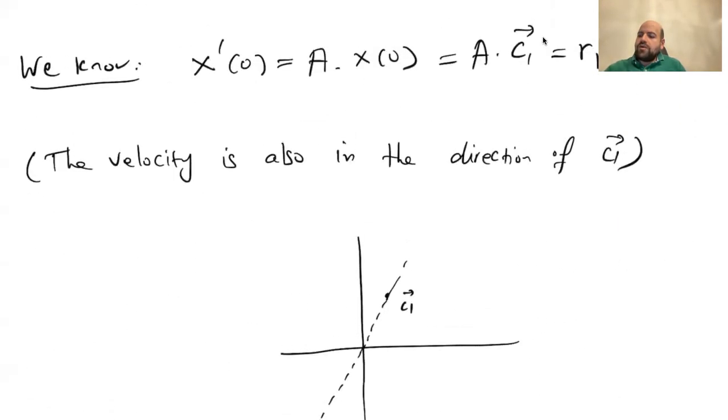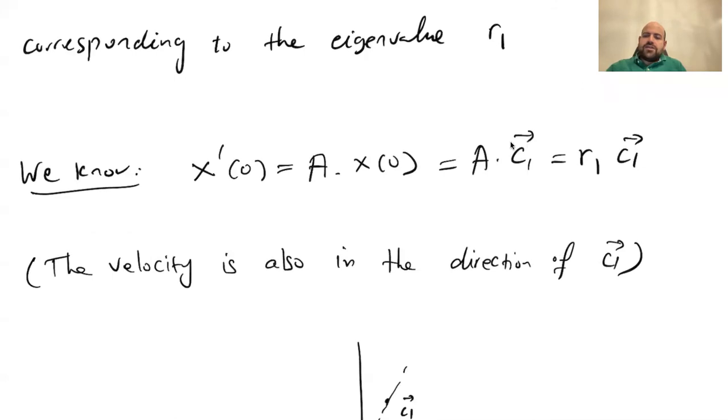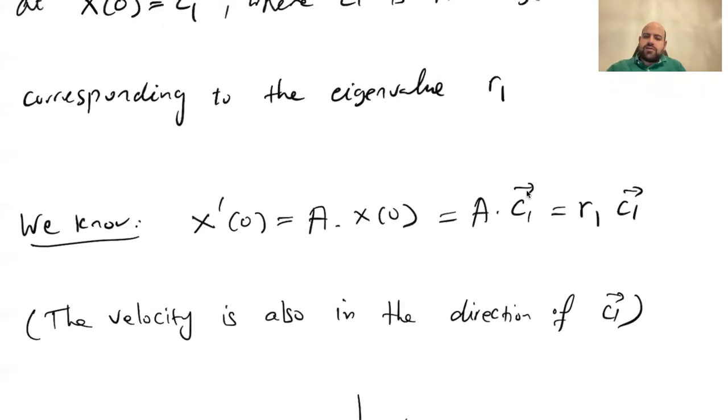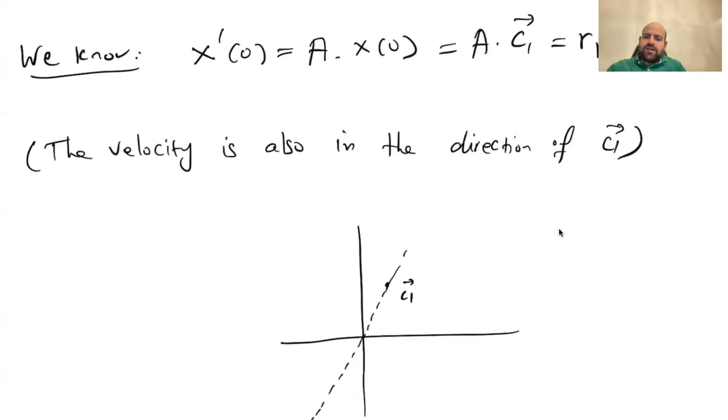So see, if R1 is negative, let's say if initially the particle is located at C1, then the velocity at t equals 0 will be a negative number times C1, which means the velocity is in the same direction, but towards origin this time. So the particle starts moving towards origin, and let's say at t equals 1, it's going to be at some point around here, and still the velocity will be negative, which means towards origin, and again gets closer and closer to origin as t passes by, again repeating this argument.